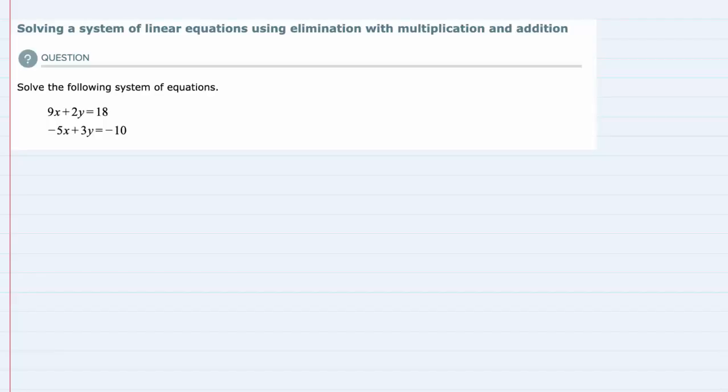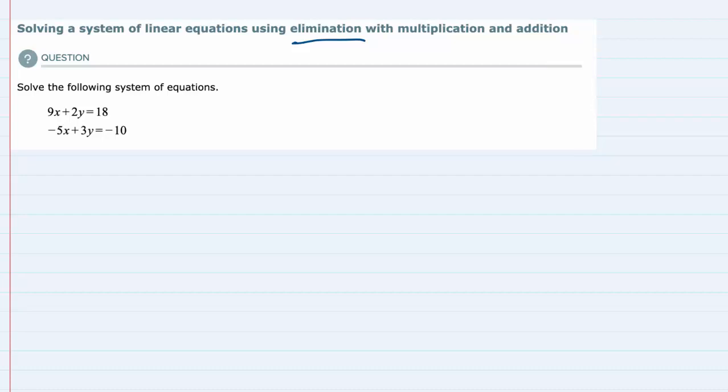Hi everyone, in this video I will be helping you complete the Aleks topic called Solving a System of Linear Equations Using Elimination with Multiplication and Addition. So we are given two equations, and since the method we're supposed to use is elimination, that means that our goal is to add these two equations together and get either the x or the y to cancel.